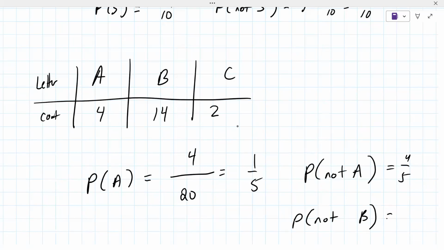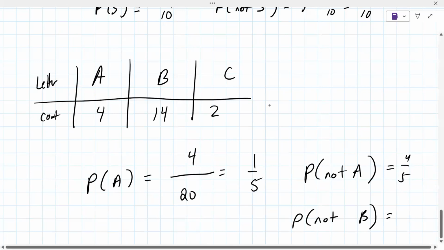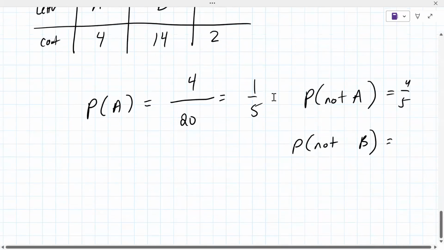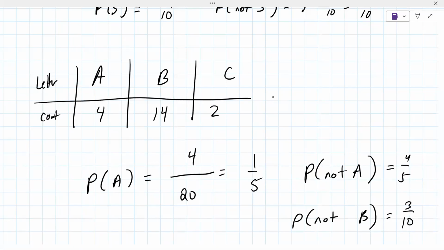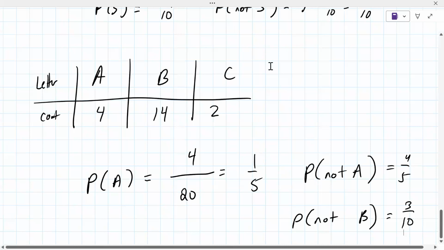Okay, good. What is the probability of not B? Not B. Oh, 7/10. So it would be 3/10. 3/10, good. Okay, I think you've got it. I think you've got it down. All right.